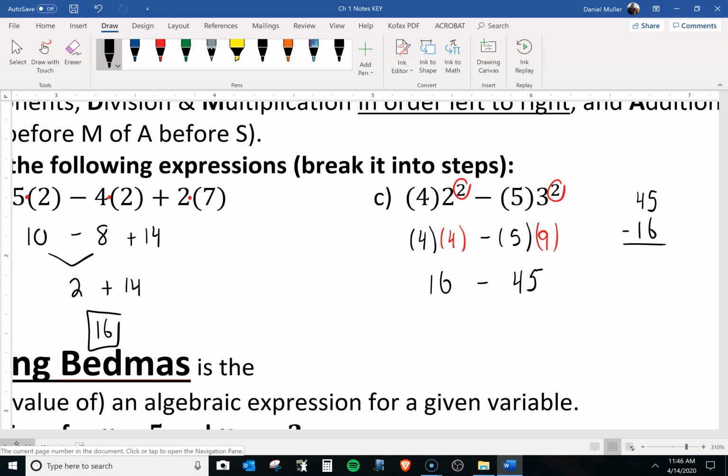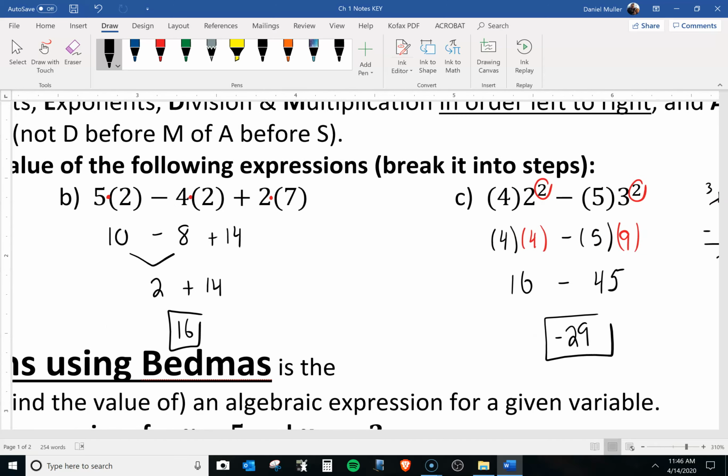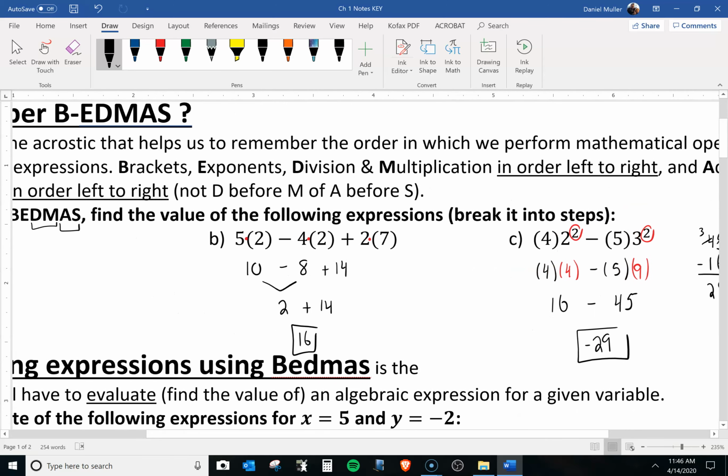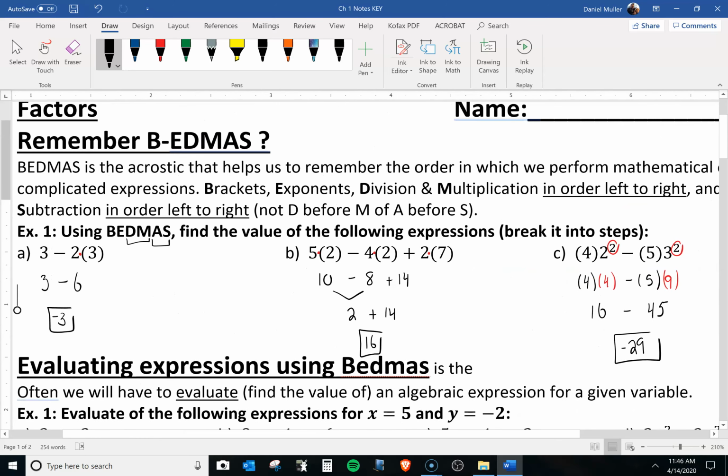And 5 minus 6, I can't do that. Got to take a 3, make this a 15. 15 minus 6 is 9. 3 minus 1 is 2. So our answer is 29. However, we do have to remember that there's more bad guys here, so we're going to make our answer negative. So that is just to get into a basic understanding of BEDMAS.